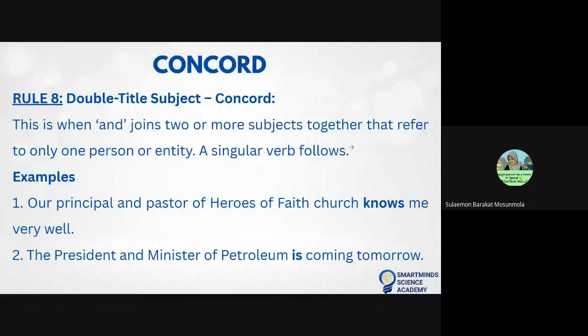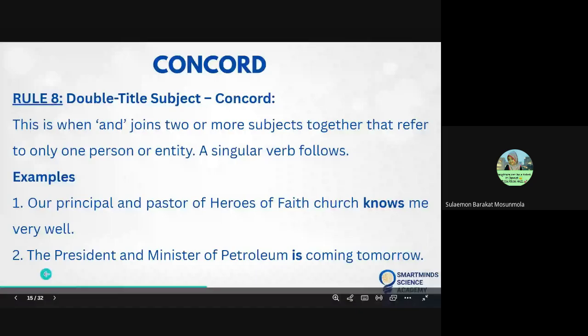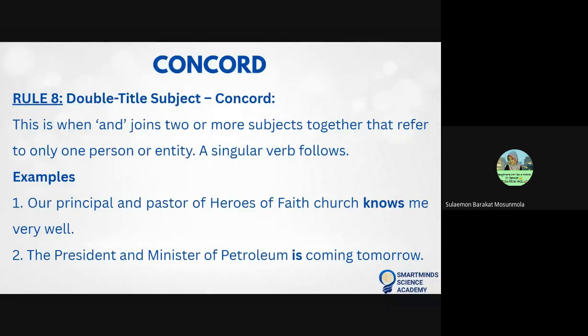But in the other one, when you have two titles for two different people, you use a plural verb, because now we have plural subjects. This one now, the president and the minister of petroleum. The president is the same person as the minister of petroleum. Just like we have our president now, consider the fact that our president now is also the same person as the minister of petroleum. So whenever you want to put a sentence and you mean that this person is still the same as this person, they are not two different people. It is still a single person.